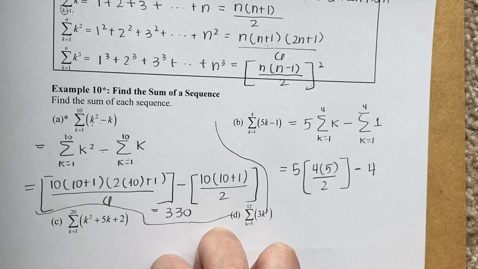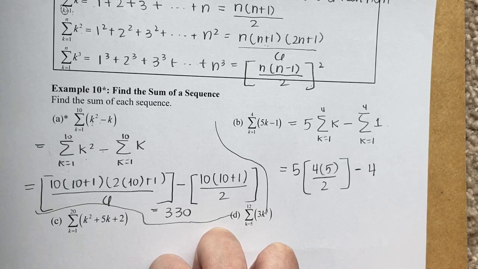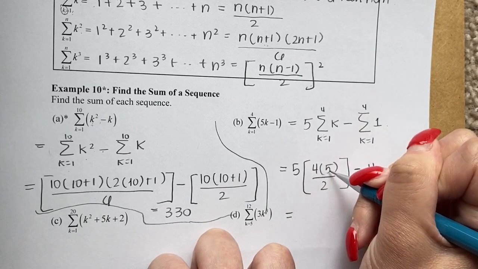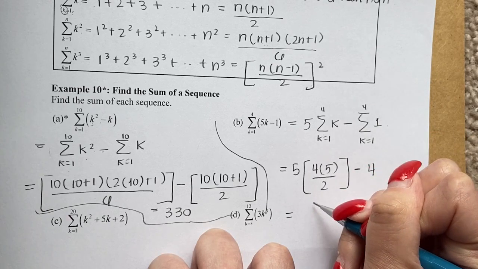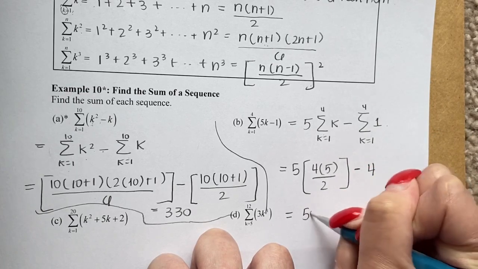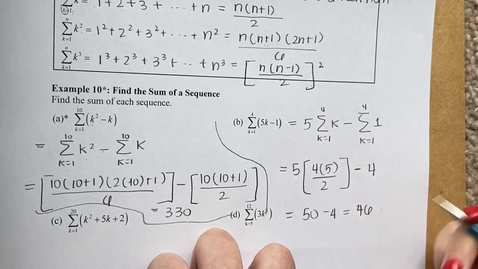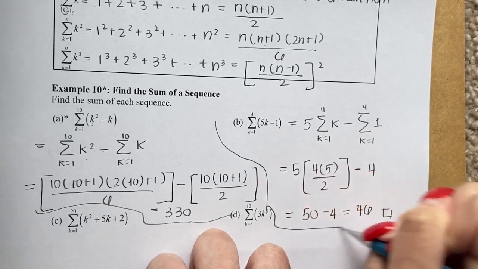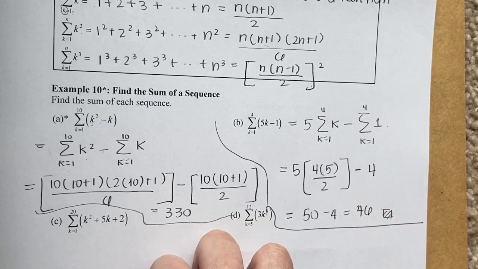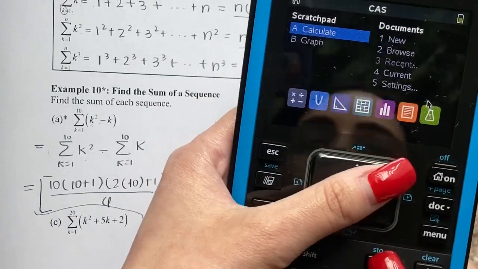When you compute the situation, what do you have? Well, this is going to be 25 times 4 is 100, divided by 2 is 50, minus 4, and this is going to be 46. Are we okay with that? And you're like, well, that's it? Well, indeed, that's it. Of course you can do it with the calculator.